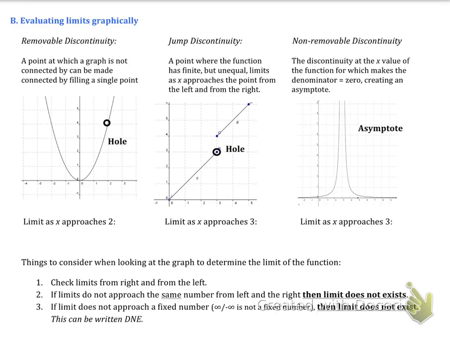Okay, so we just finished talking about approaching at a value, and now we're going to talk about some graphical things. So there's 3 things that we need to know about some of the graphs that we're going to see. There's something that is called removable discontinuity. This is where a point at which the graph is not connected but can be made connected by filling a single point. So that hole right there, if you fill that one hole at 2, 4, then it will be connected.